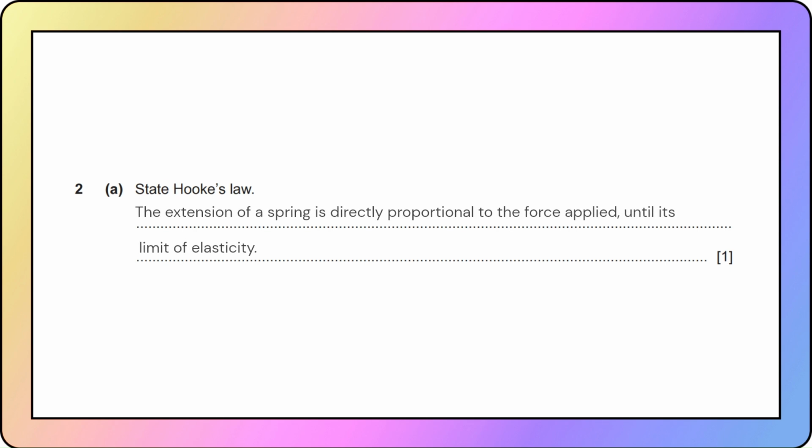Alright, we know that Hooke's law states that the extension of a spring is directly proportional to the force applied until its limit of elasticity. This means that the extension of the object will always increase at the same rate as the force applied until it reaches its limit of elasticity, where it does not return to its original shape and is deformed.